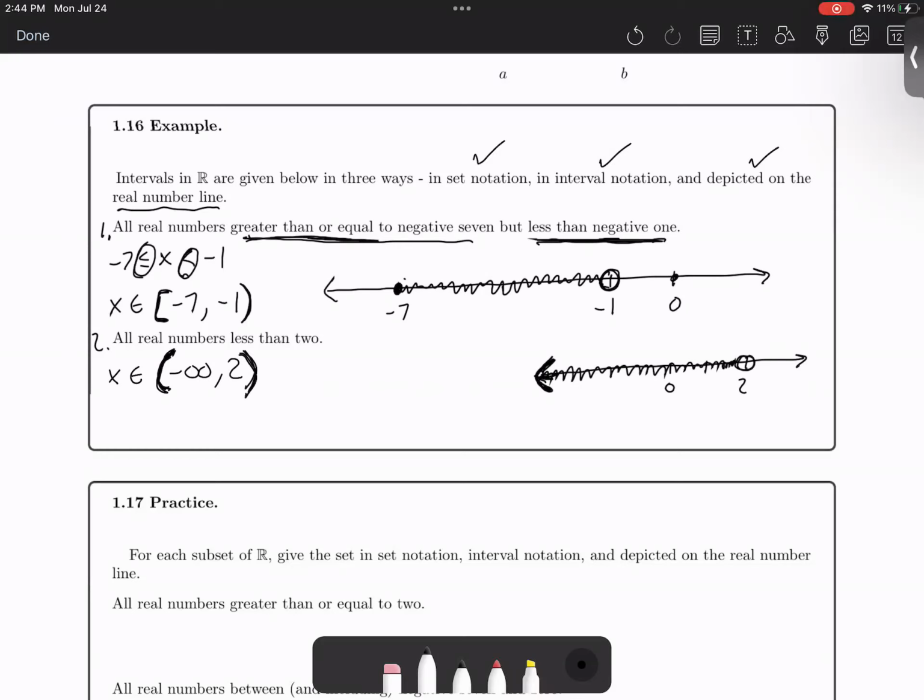And finally, set notation. X is strictly greater than -infinity. Of course, it has to be. And it is strictly less than 2.